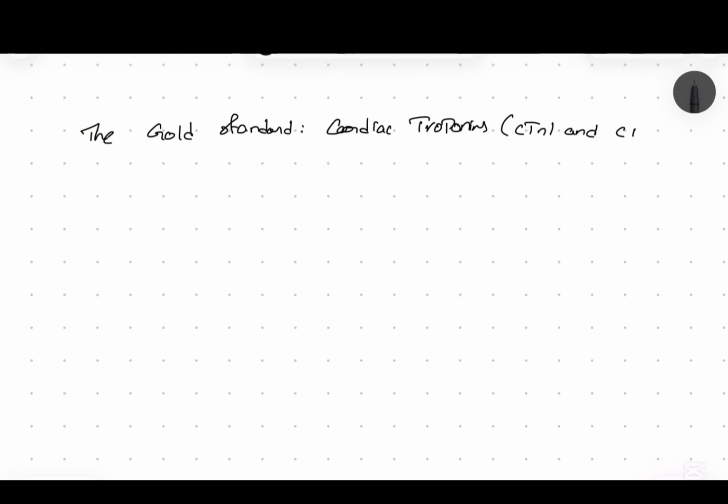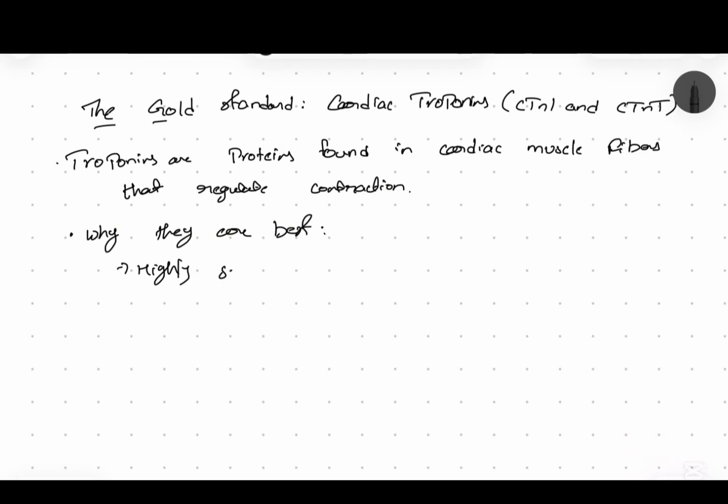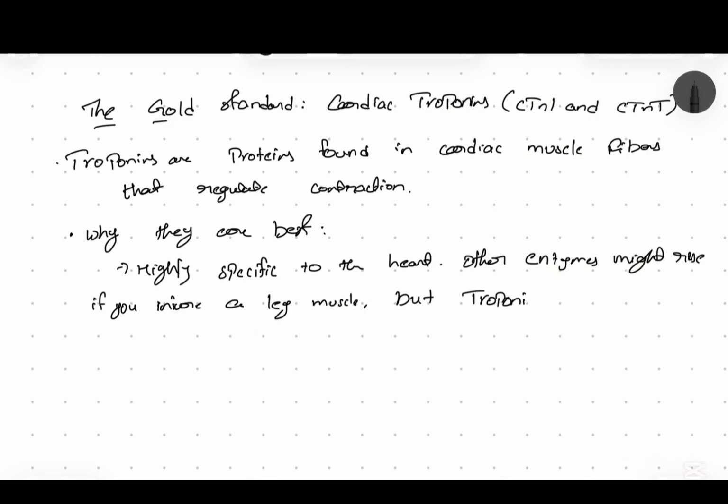The gold standard, cardiac troponins. Troponins are proteins found within cardiac muscle fibers that regulate muscle contraction. They are the preferred choice because they are highly specific to the heart. While other enzymes might rise due to a leg injury, troponin I and T are almost exclusively found in heart tissue. Let's look at the clinical timeline.